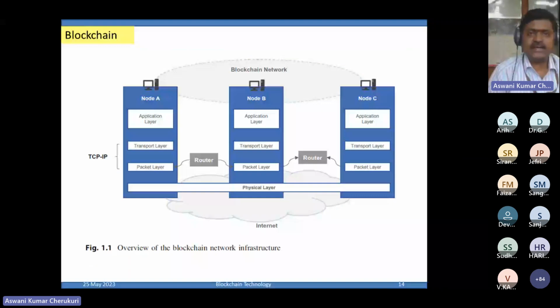Now, if you look at the network-wise architecture, your blockchain network sits on top of your typical layered network architecture. So you can notice that you have the typical TCP/IP layered architecture of application layer, transport layer, and physical layer, the 5-layered architecture. It sits on top of that. So node A, node B, node C, they're all interacting over the blockchain network.